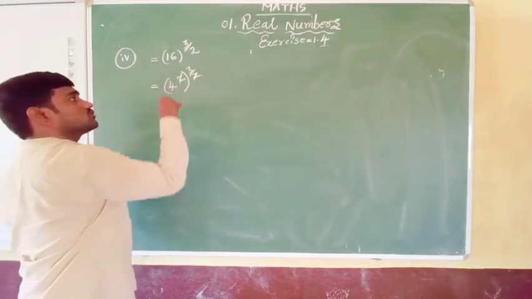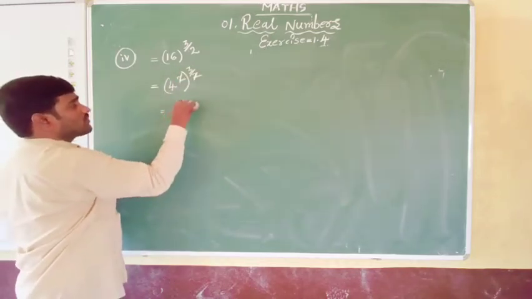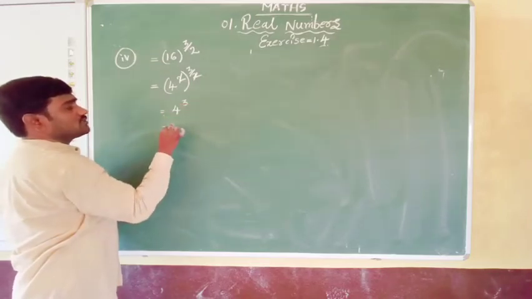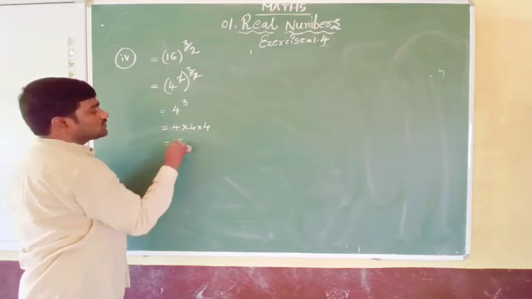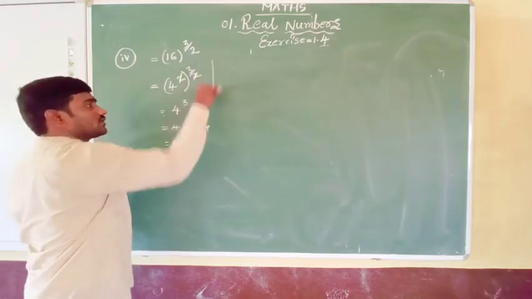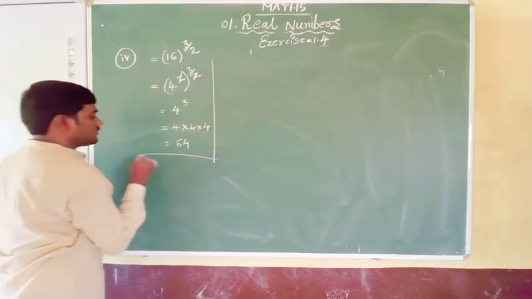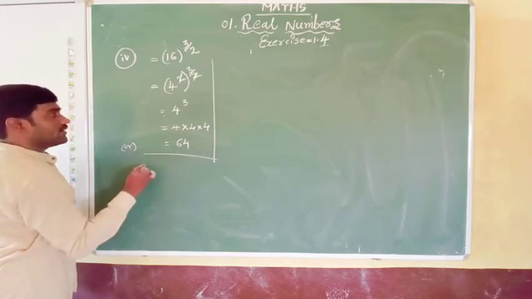Here this 2 and this 2 get cancelled. That is, 4 to the power of 3 will be left. 4 into 4 into 4 equals 64, which is the answer. You can also do it in another method. I will tell you the other method also here. Look at everybody.